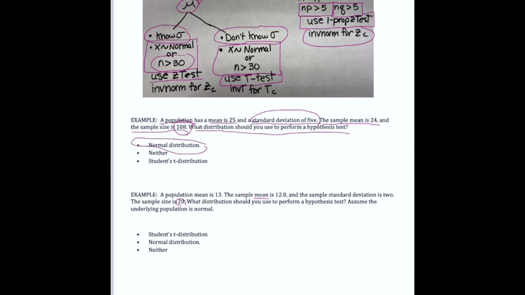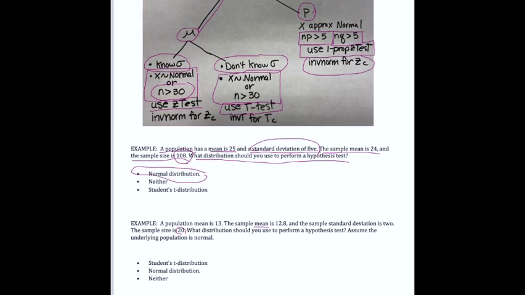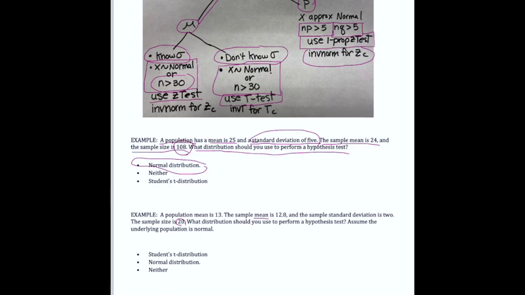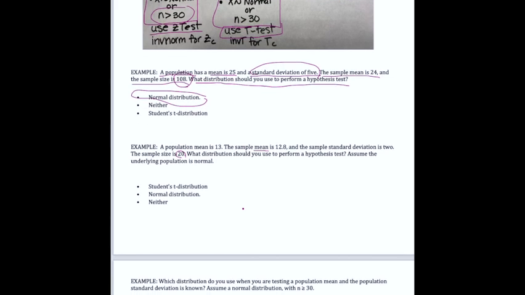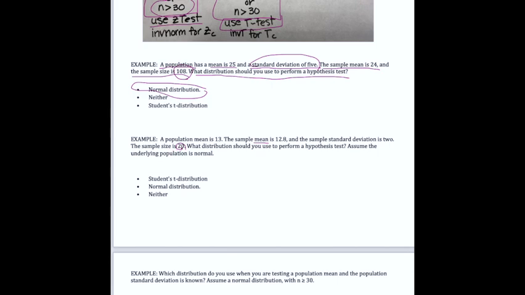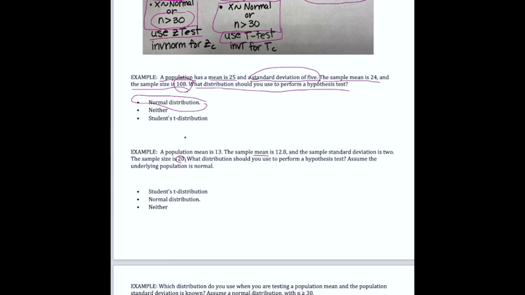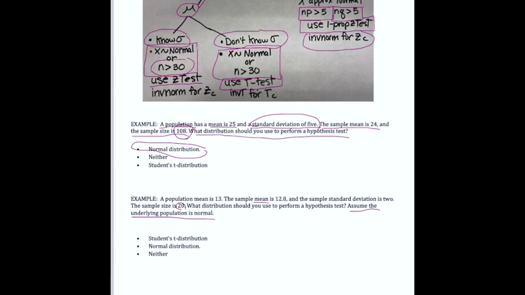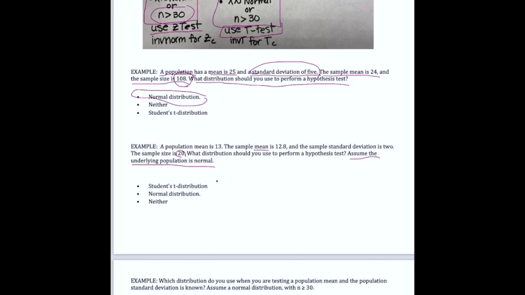So I'm leaning towards using this here, but I need to make sure that it satisfies one of these conditions in order to do that. I need to make sure that the underlying distribution is either normal or I have a sample size that's greater than 30. When I read this, it says the sample size is 20. So it doesn't satisfy the sample size. So now we have to check to see if the underlying population is normal. And it does say that here. The underlying population is normal. So I'm going to use this here. I'm going to use a t-test on my calculator, which means I'm using the student t-distribution.